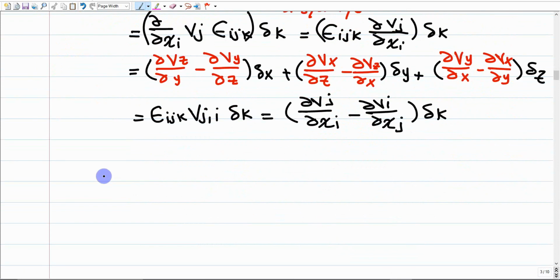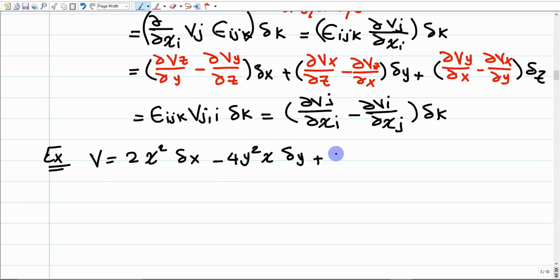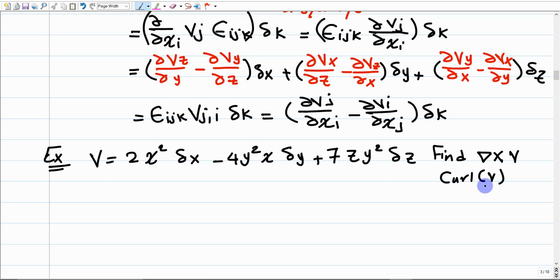Like, how about if we do have this vector v equals 2x squared delta x negative 4y squared x delta y plus 7zy squared delta z. And it is required to find the curl of V. We can write this thing as curl of V, how much it is.